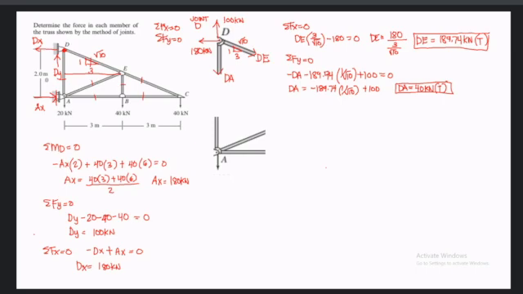So we've solved DE. What's DE? It is 189.74 tension, so it is pulling away from joint A. Okay, and then at joint A, we have AX which is 180 kilonewton, and then you have here 20 kilonewton. Okay, so here is AE.